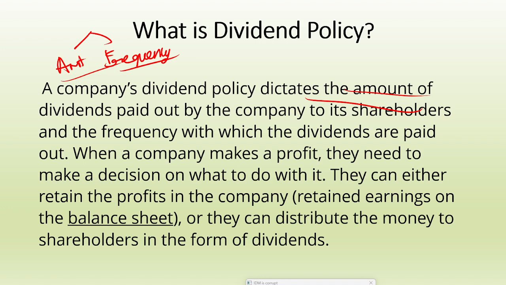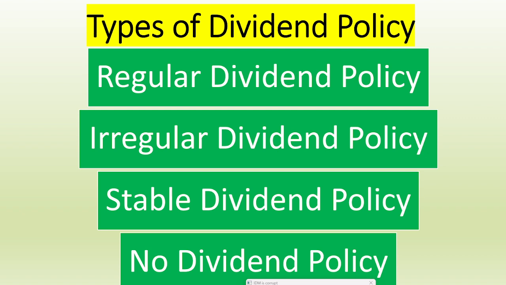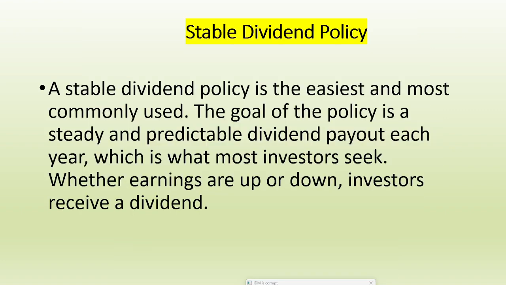I just told you this in the previous sessions also. The money distributed to the shareholders will be in the form of dividends. Now we have the four dividend policies, which are the regular dividend policy, irregular dividend policy, stable dividend policy, and no dividend policy. Well, we have the stable dividend policy. Stable dividend policy is the easiest and most commonly used. It is the easiest dividend policy and mostly used by many types of companies. The goal of this policy is a steady and predictable dividend payout.